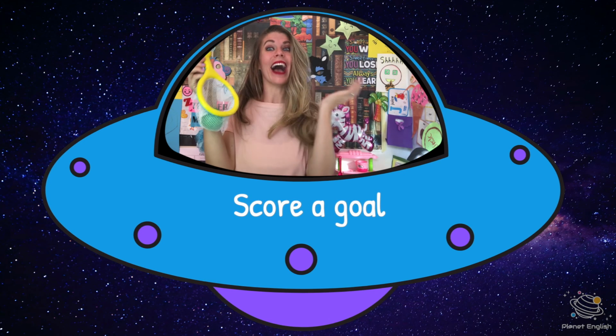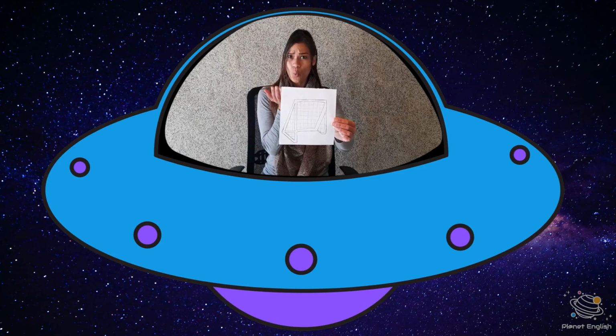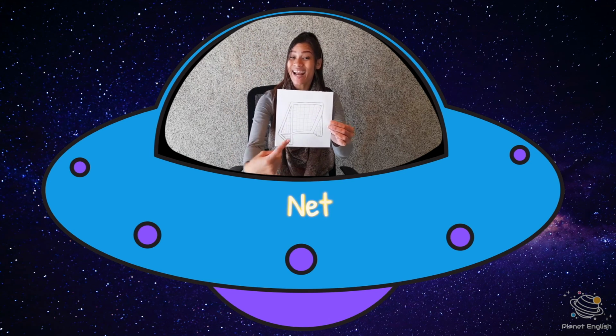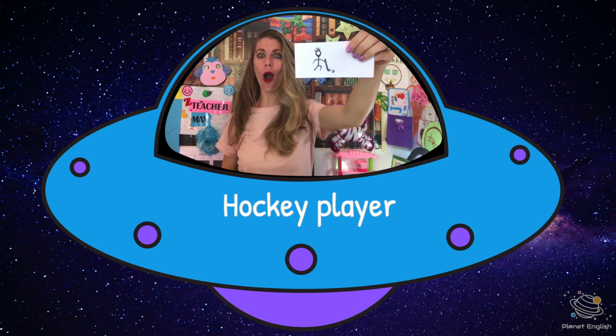What is he going to do? Yes, he is going to score a goal. What is this? Net. Yes, it's a net. What is this? Player! Yes! It's a hockey player!